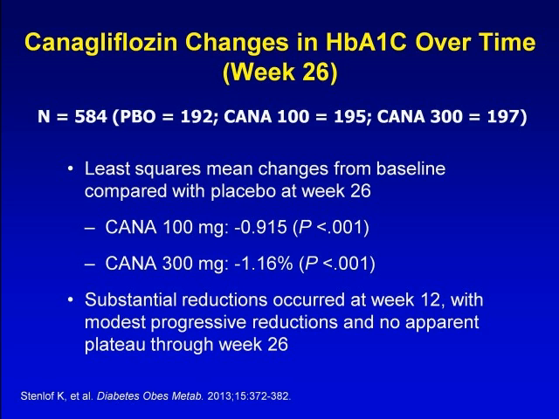Canagliflozin was the first of these agents to be approved in the United States, and clinical trials demonstrated that as monotherapy, Canagliflozin 100 milligrams lowered A1C over a 6-month period by about 0.9%. And the higher dose of 300 milligrams lowered it by 1.16%. Most of this reduction occurred within 12 weeks, and there was progressive reduction in A1C after that.